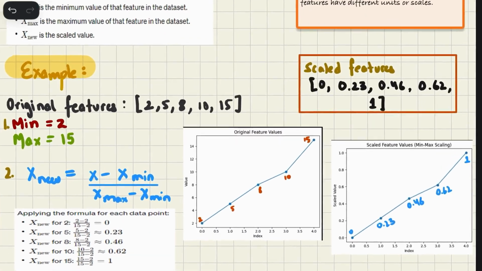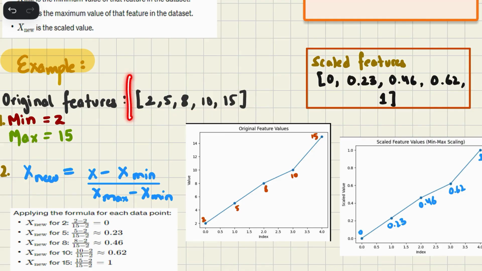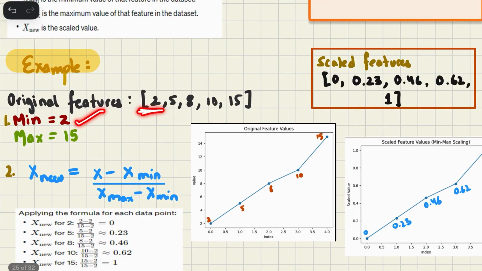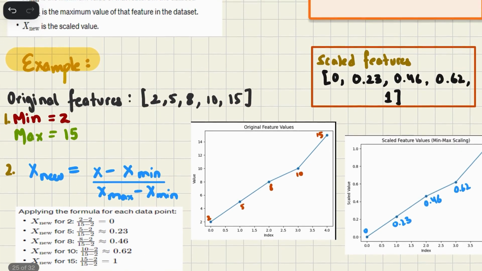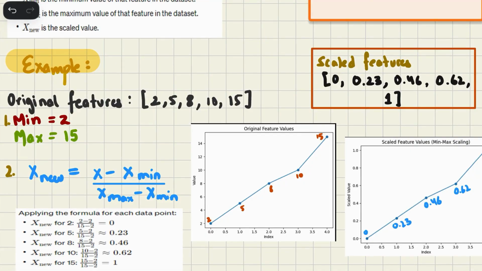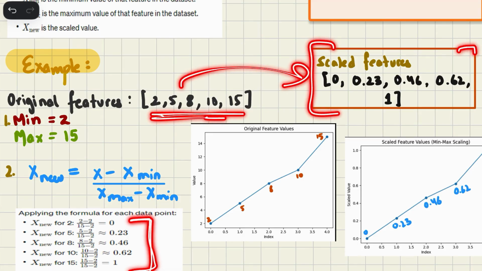Alright, if you see this example, we have original features like this: our data is 2, 5, 8, 10, 15. You see the minimum value is 2 and the maximum value is 15. So first we calculate max minus min, 15 minus 2, which is 13, right? And we then calculate every item against that. So for 2, the original value is 2 and the minimum value is 2, so 2 minus 2 divided by 15 minus 2 comes out to be 0. So we scale every value and create a new data set value for each. These are the scaled features after calculation.